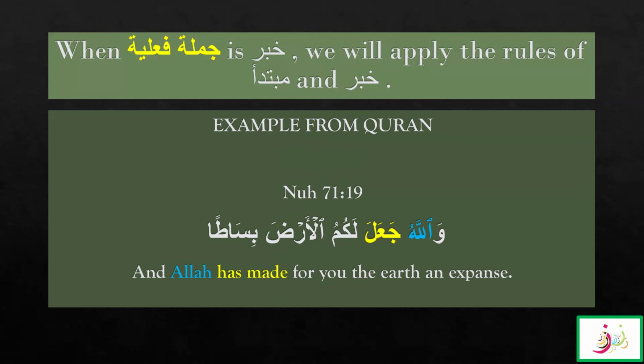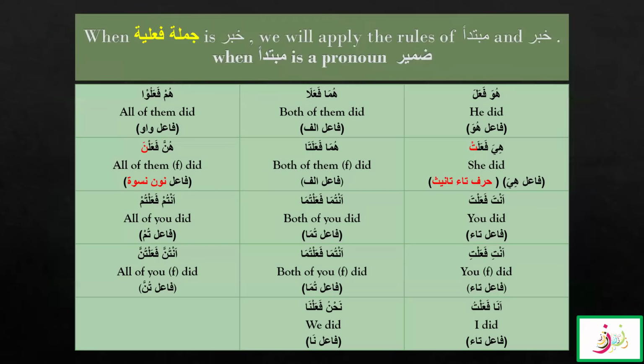All right, so here waw is harf 'atf or isti'naf. Leave the rest, inshallah, when we do the i'rab we'll see all the details. So alhamdulillah, we are done with the examples from the Quran. Here again, see one more thing: when a jumla fi'liyya is khabar, we will apply the rules of mubtada and khabar.